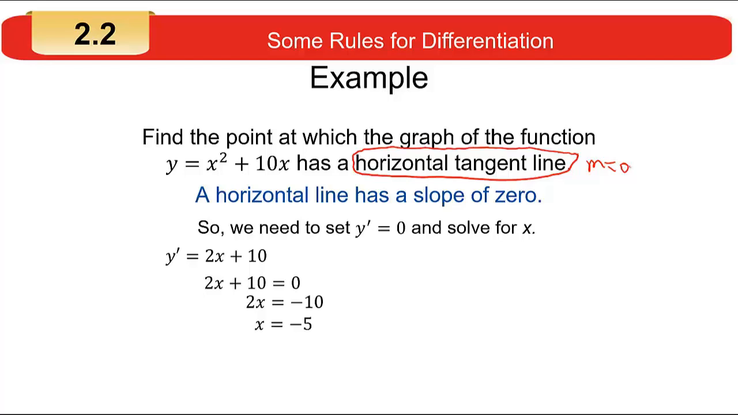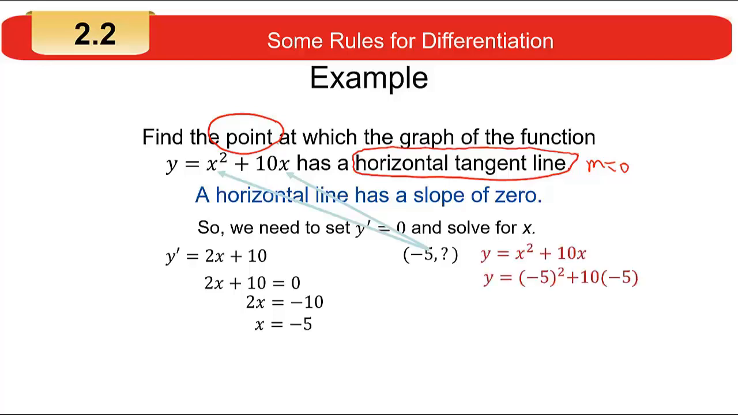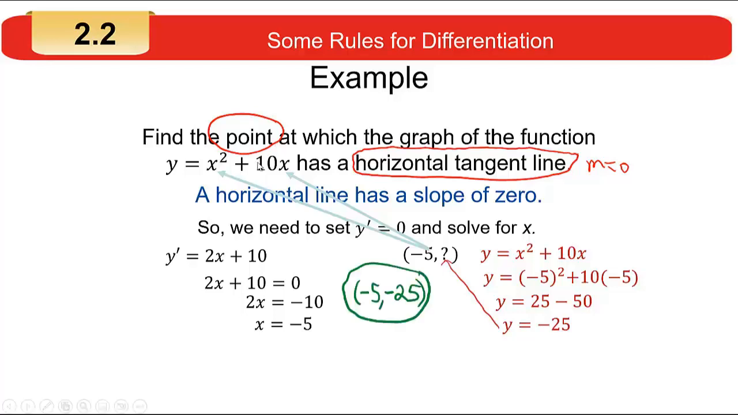Now they asked for the point. Well, the point has an x coordinate and a y coordinate, so once you get the x coordinate, you still have to find the y coordinate. How do you do that? You plug the minus 5 back into the original function for y and find out what y is. So if you plug minus 5 in there, you're going to get, squaring the minus 5, you get 25. Minus 5 times 10 is minus 50. 25 minus 50 is negative 25. So the point we're looking for is the point minus 5, minus 25.